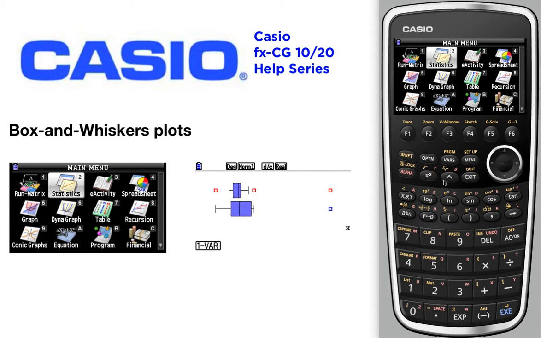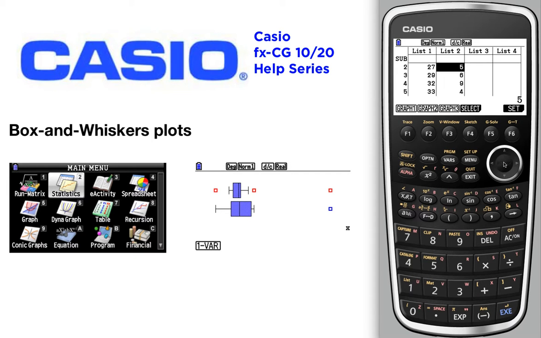Creating box and whiskers plots. Let's start in statistics. I've entered some data to create box and whiskers plots. There's list 1 and list 2. We're going to use the lists a little bit differently.